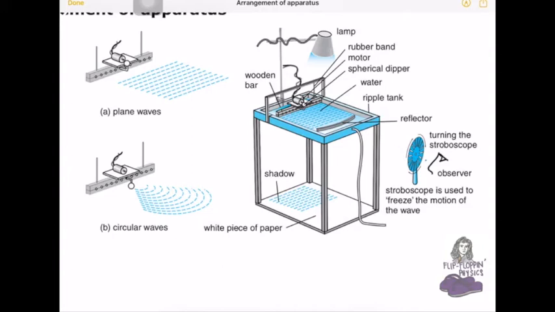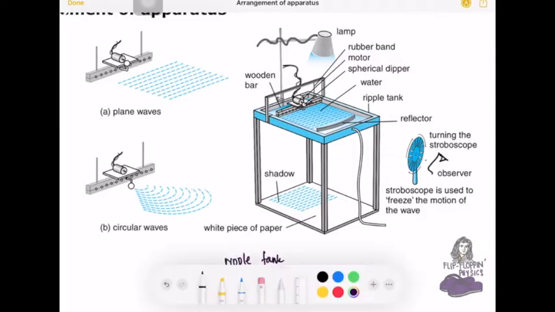Okay, so today we're going to be looking at the law of reflection. In order to understand this, you need to first know about the ripple tank. This picture here is a ripple tank, and you need to know the structure of it. This thing here, we call it a dipper.